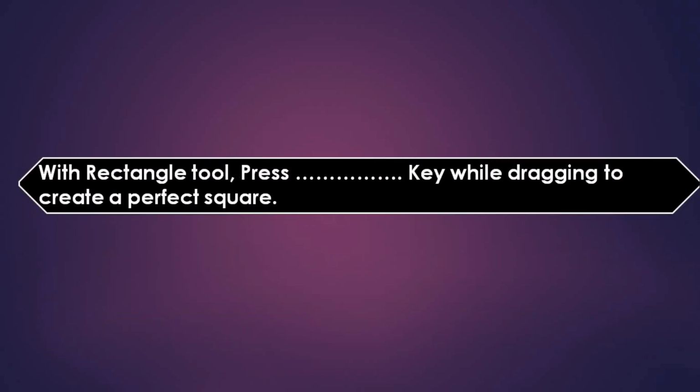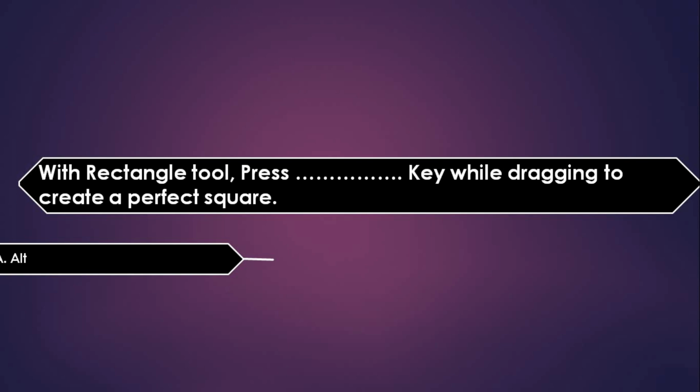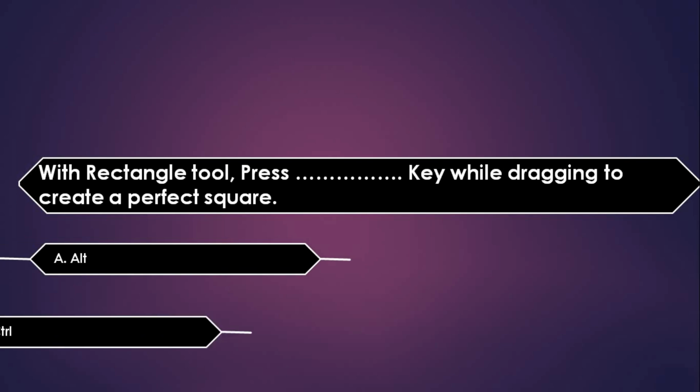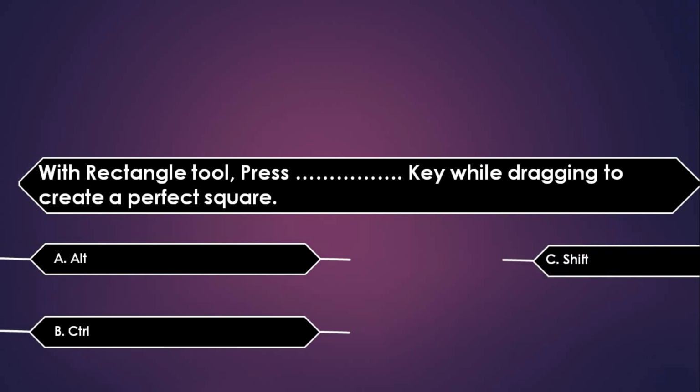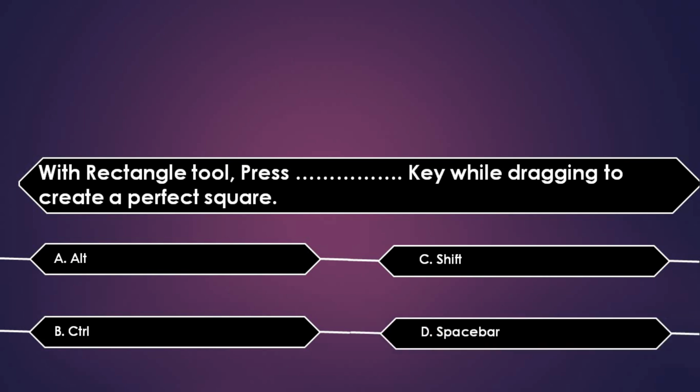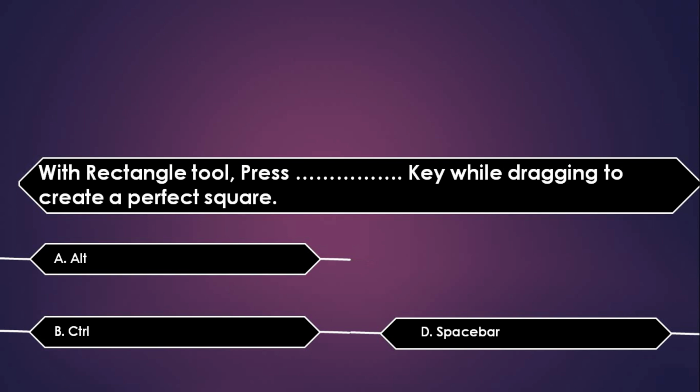With rectangle tool, press dash key while dragging to get a perfect square. A. Alt, B. Control, C. Shift, D. Spacebar. The right answer is Shift.